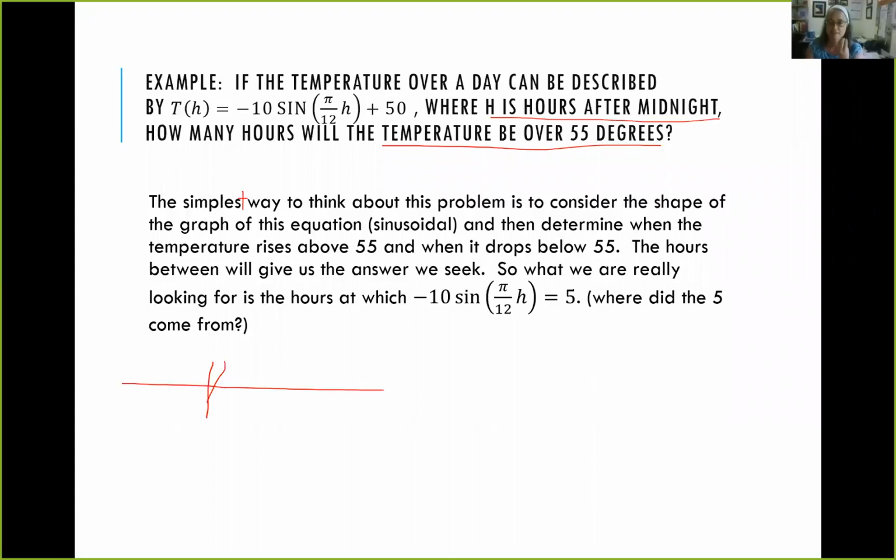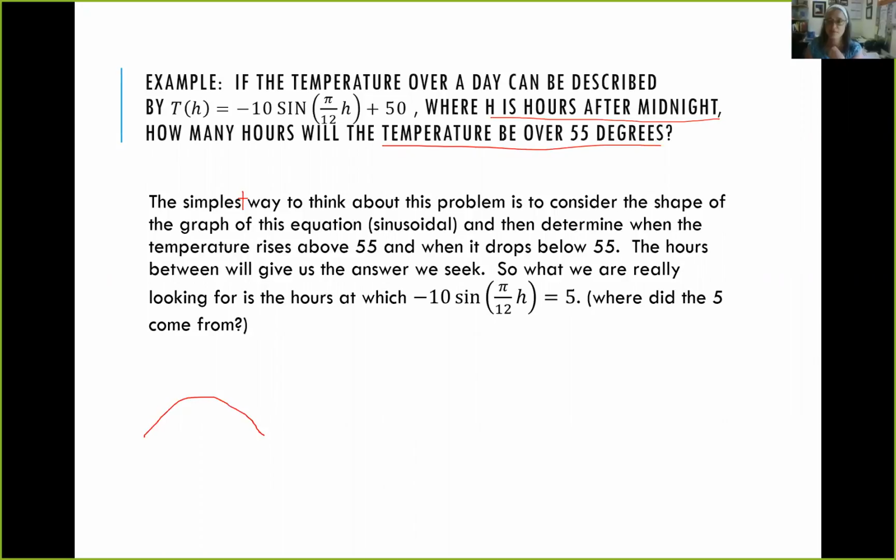So this thing is sinusoidal, right? It looks like this. It goes around and around and around, yes? Since we're talking about a day, we know that it actually probably is only part of that. It probably looks like this, right? It warms up and then it cools down. So what have we got?